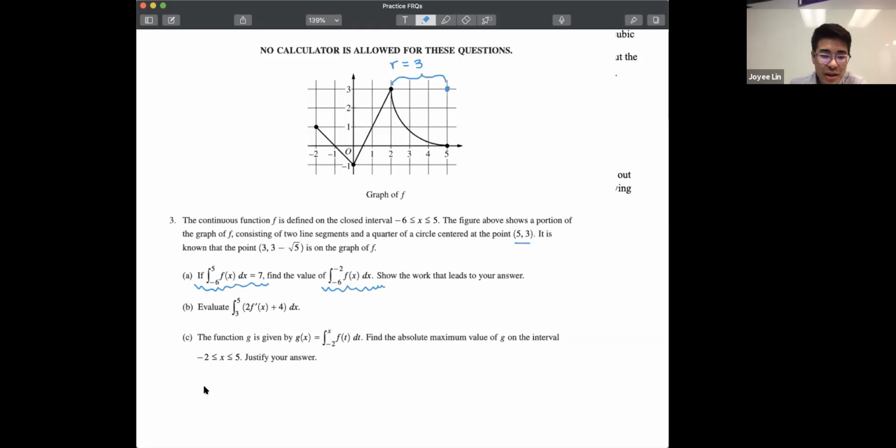So we're going to evoke that thing that we talked about. We need to find the value of -6 to 2. And what's the tricky part? The tricky part is the values of -6 and -2 are over here and they're not even on the graph. But we can use that property where we add it to the area from 2 to 5. Right? And by doing that, we should get the area of -6 to 5.